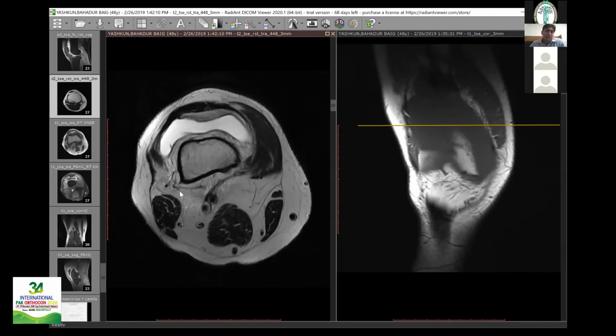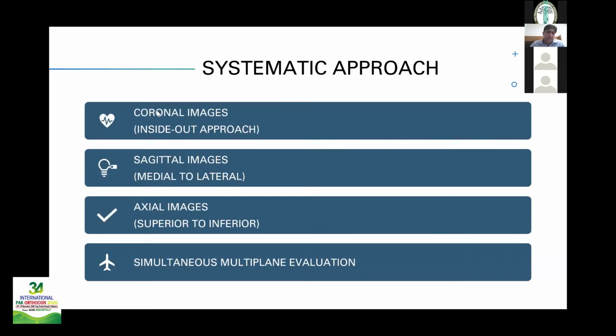And it is important that you correlate whatever you see in your findings on the axial or the sagittal on other planes, so that you are able to appreciate the exact location and extent of the pathologies. And it is important to look at every structure on all of these sequences so that you don't miss anything. So let me go back to my original presentation. So starting with the coronal images, inside to outside approach, then the sagittal images, medial to lateral approach, axial images, superior to inferior approach, and then correlate findings on the multiple planes.